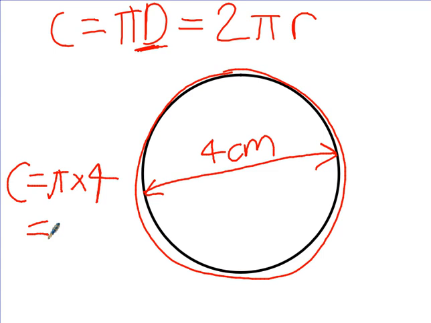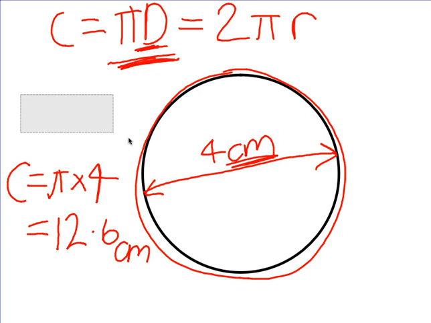Now I would need to do that on my calculator, so I'm just going to do it on my calculator. And to 1 decimal place, so I've rounded this answer, it is 12.6 centimeters, because remember this is given in centimeters. So that would be my answer there. And that is how you would use this formula. So if you're given the diameter of a circle, you need to use this one. Okay?